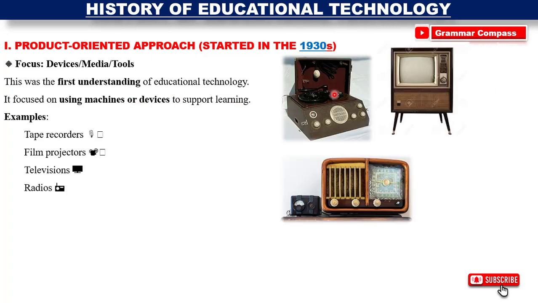Tape recorders were used to facilitate learning. They also made use of television to facilitate learning. Also, radios were used. Film projectors were also used during that era to solve educational problems. It was all about using the tools and materials that were available at that time. That is why it is called the product-oriented approach. In the 1930s, the goal was to use the tools that are available to make learning more efficient.